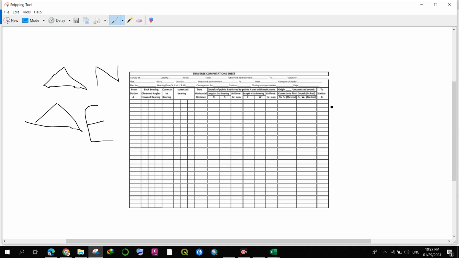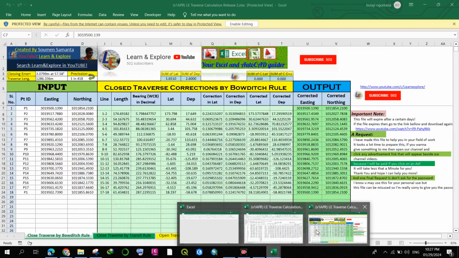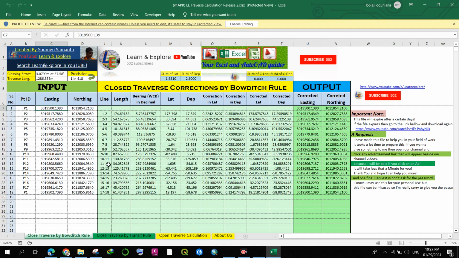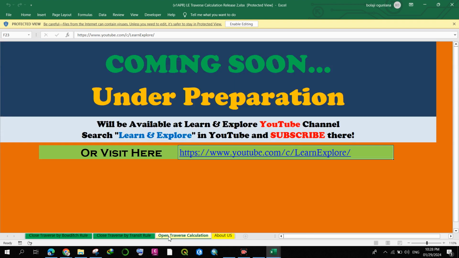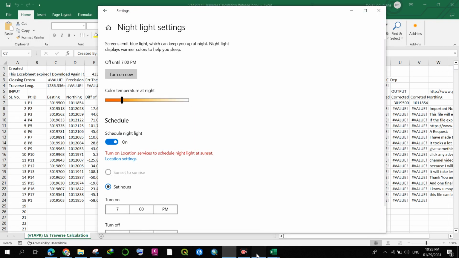Everything I'm going to write there, let me use my Excel so that it's very easy. The program having this type of computation sheet is not opening. I don't know why, but let me just try.